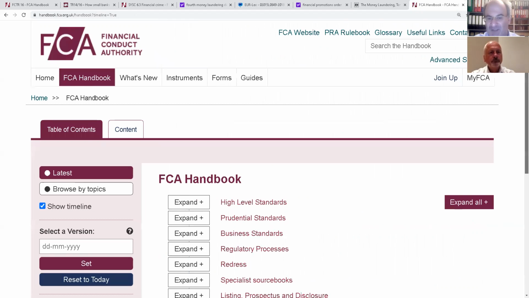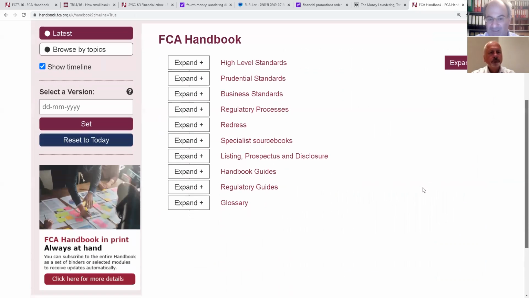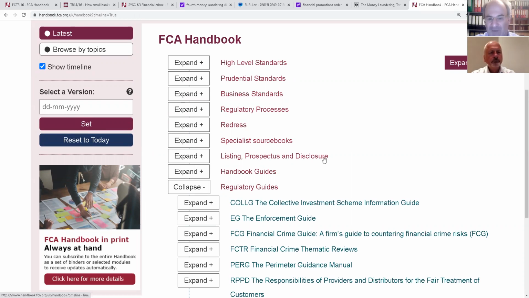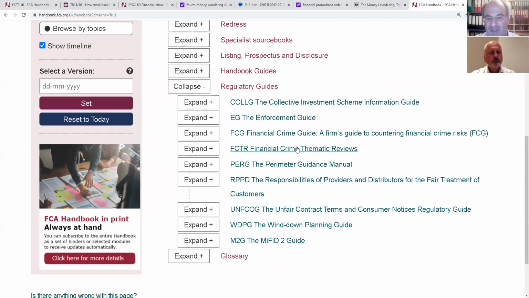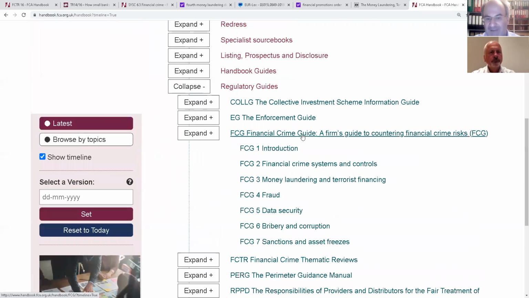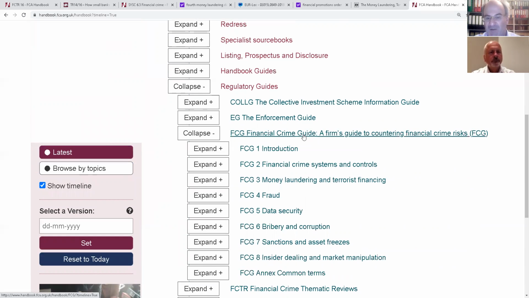That doesn't mean it completes our understanding of the subject at all, because as you pointed out, Malachy, there's plenty more to look at. But if we look at the regulatory guides, we will find FCG, we'll start there, and then FCTR, the thematic reviews. FCG is the really important one. You'll see general points in the introduction and the financial crime systems and controls, and specific provisions on money laundering and terrorist financing. This is all technically guidance, but we all know if you break guidance, you break a rule somewhere.